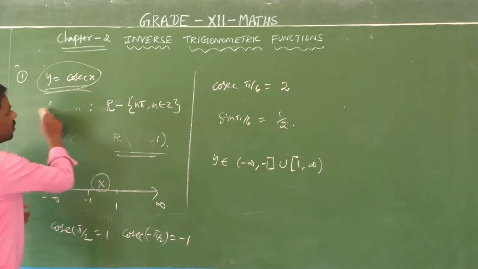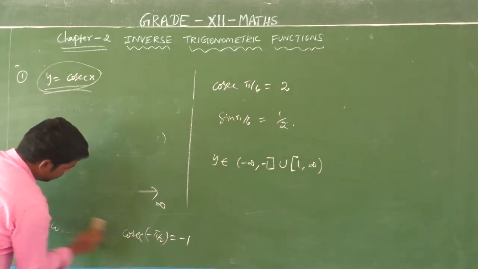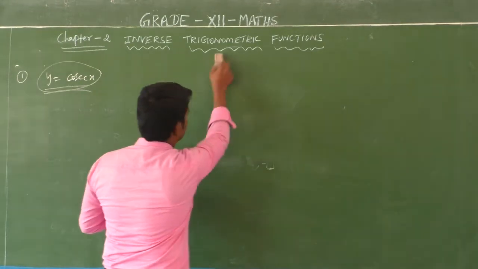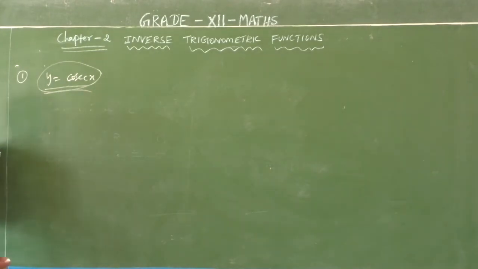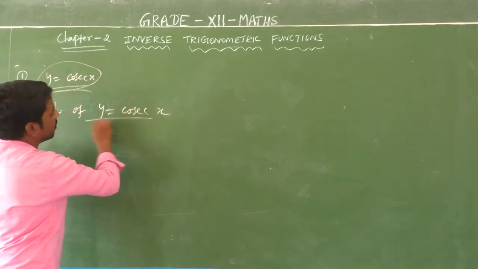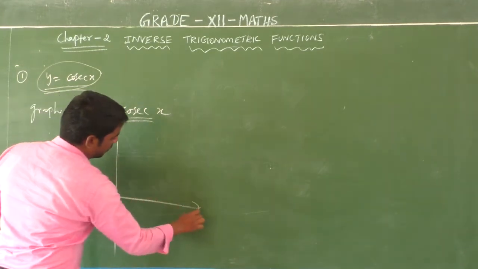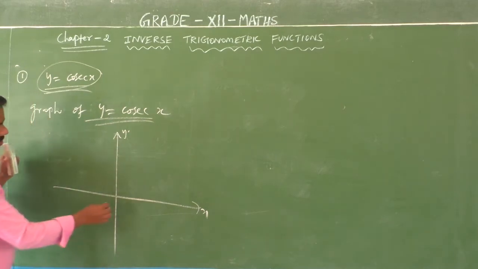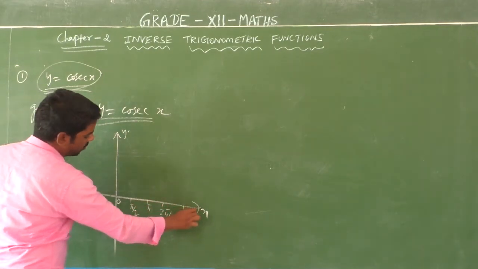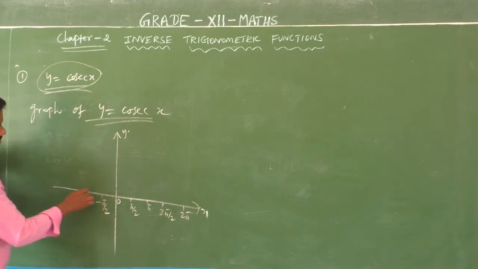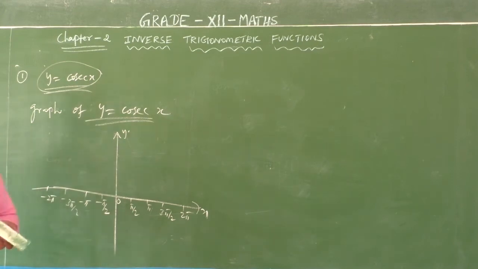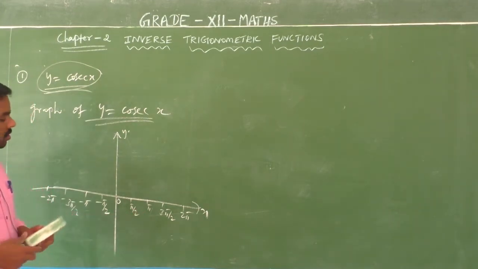Well, listen. The graph of this function y equal to cosecant x: take the xy plane. Here the x values are 0, pi by 2, pi, 3 pi by 2 and 2 pi, and minus pi by 2, minus pi, minus 3 pi by 2, minus 2 pi, and so on. Let us consider minus 2 pi to plus 2 pi.